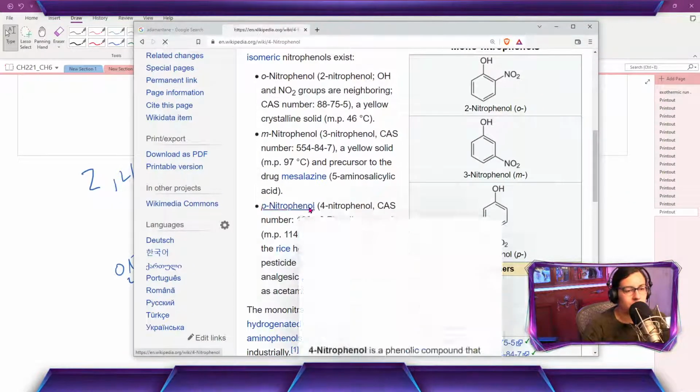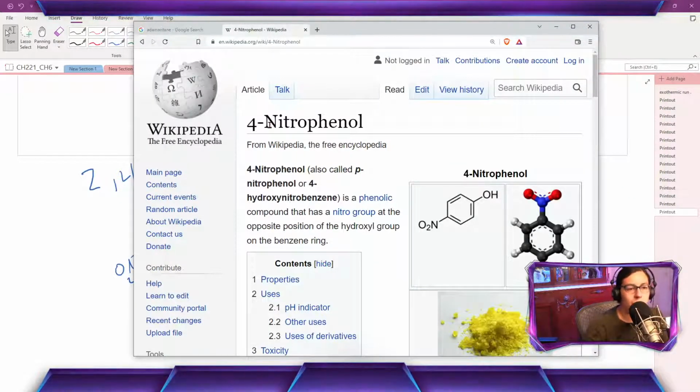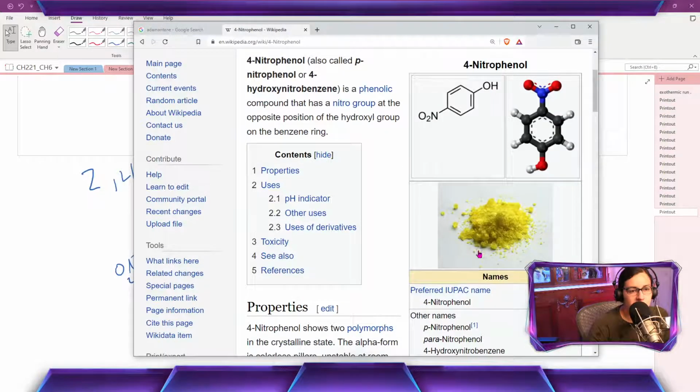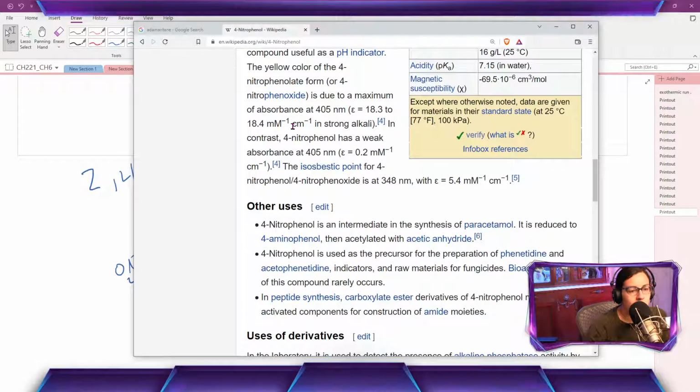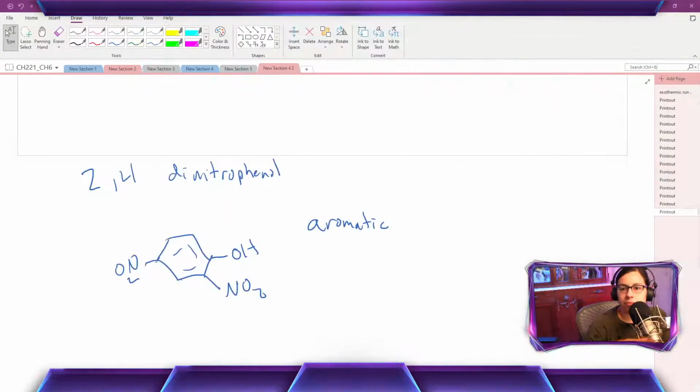So here are just other ones. I just wanted to point them out. So, for example, 4-nitrophenol. Just another one. Also, you know, very bright yellow powder. So these are all pretty colorful. Trying to look for other examples. Well, this is a good one.